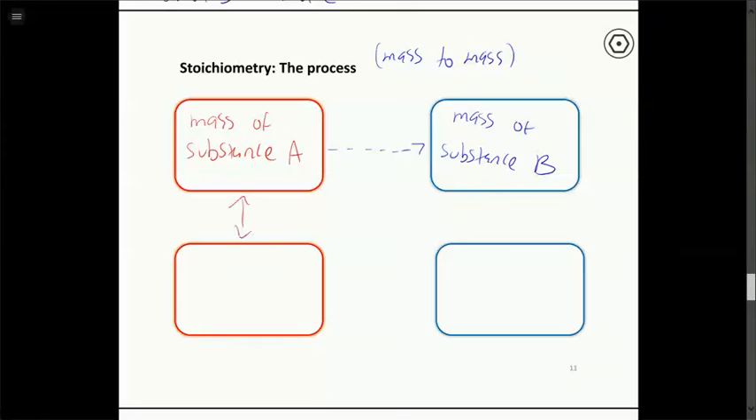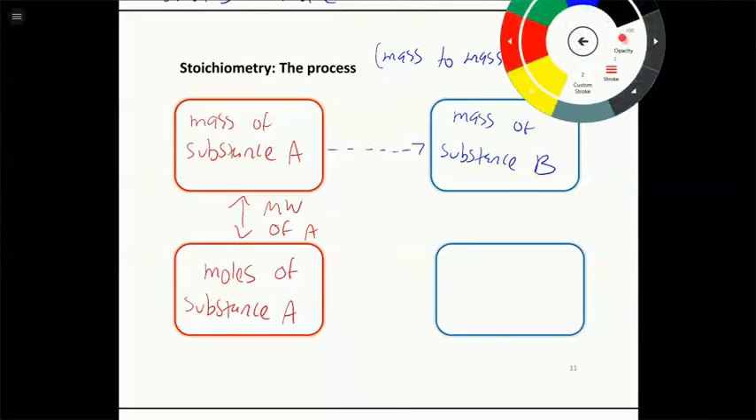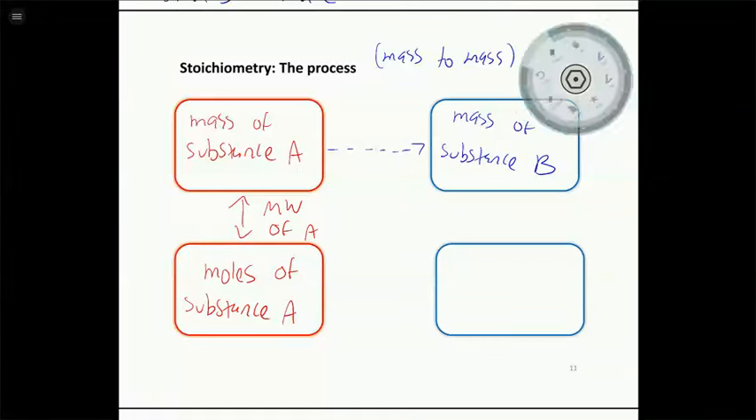we're going to convert it into moles. But we could also go in both directions. If we're given moles, we could convert back into mass if we need to. And remember, to do mass into moles, we just use the molecular weight of that substance. All right, so we've already built up a lot of our toolbox to be able to do this. So if we know the molar mass of substance A, we can convert its mass into moles. And then once we have the moles of substance A, we can convert into moles of substance B using the coefficients from the balanced reaction.